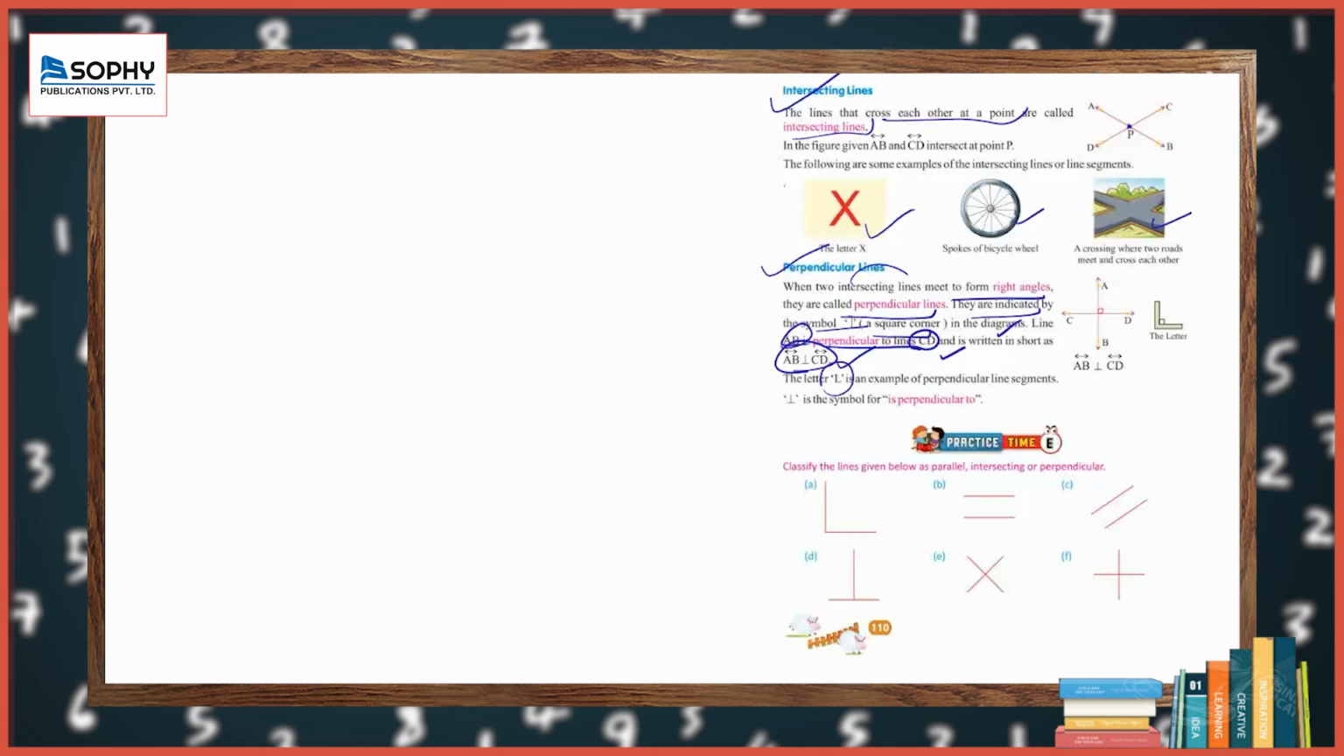The letter L is an example of perpendicular line segments. So this is the symbol of "is perpendicular to." The letter L is an example of perpendicular line segments, students.